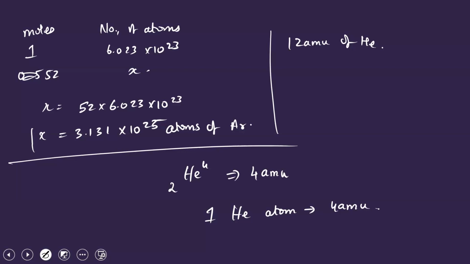So how many helium atoms will have 12 AMU? 3. That's it. அப்போ atom என்னது? 3 atoms of helium only we have. Not 3 moles and all. மொத்தமே 3 atom தான். Is that clear? Clear all of you? Fine.